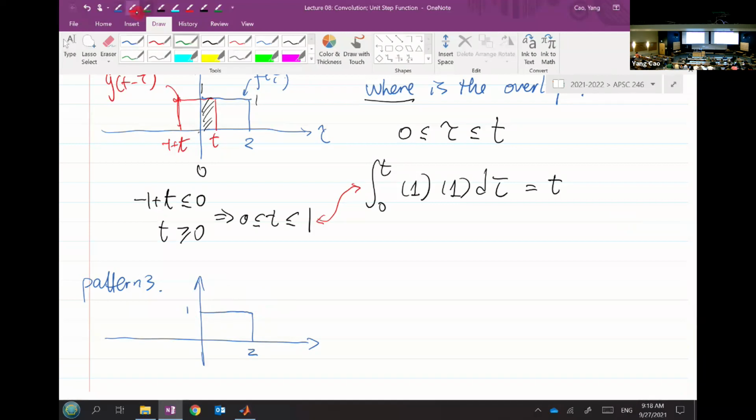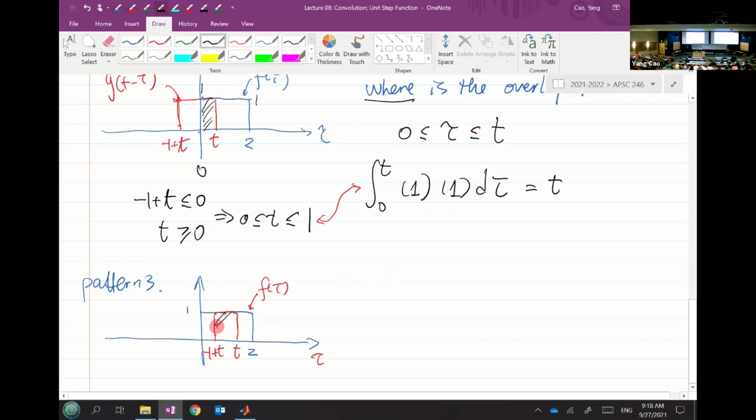So pattern number 3, as we show here, the box g is now covered within the box f of tau. Because f of tau, the length of the box is a little bit longer than the g of t minus tau box. Now, of course, the edge is not changing. It's still -1 plus t to t for the box g of t minus tau. So this is pattern number 3. Again, ask the question, where is the overlap?